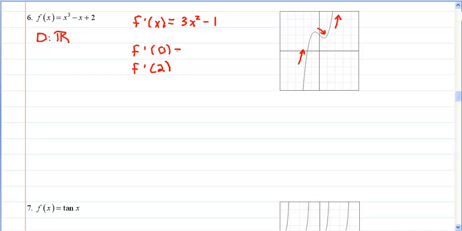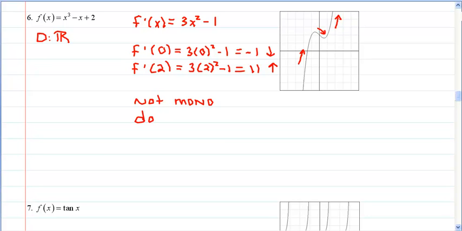And these two values I chose because by looking at my graph, I see that when I substitute in 0, I see that that portion of the graph is decreasing, but when I substitute in 2, it's positive, so it's increasing. So therefore, it is not monotonic and does not have an inverse.